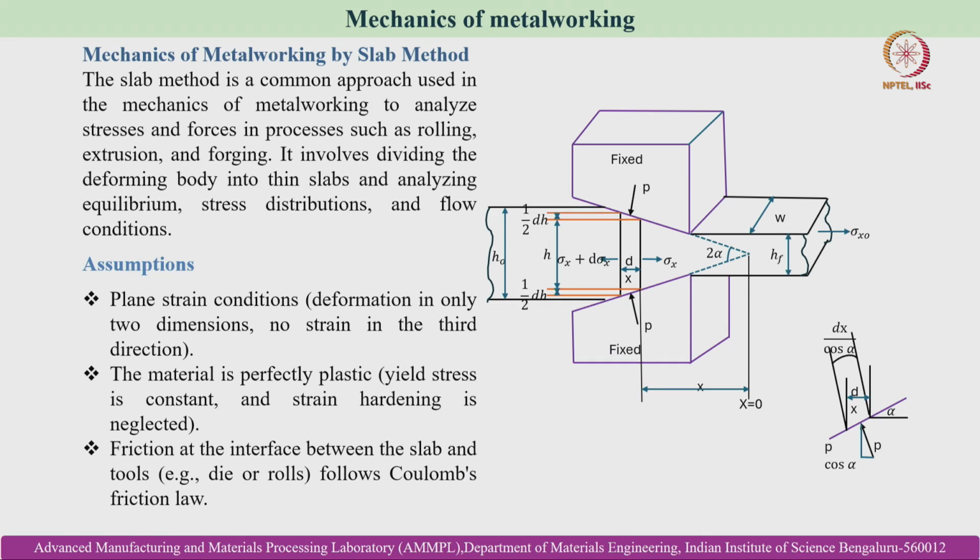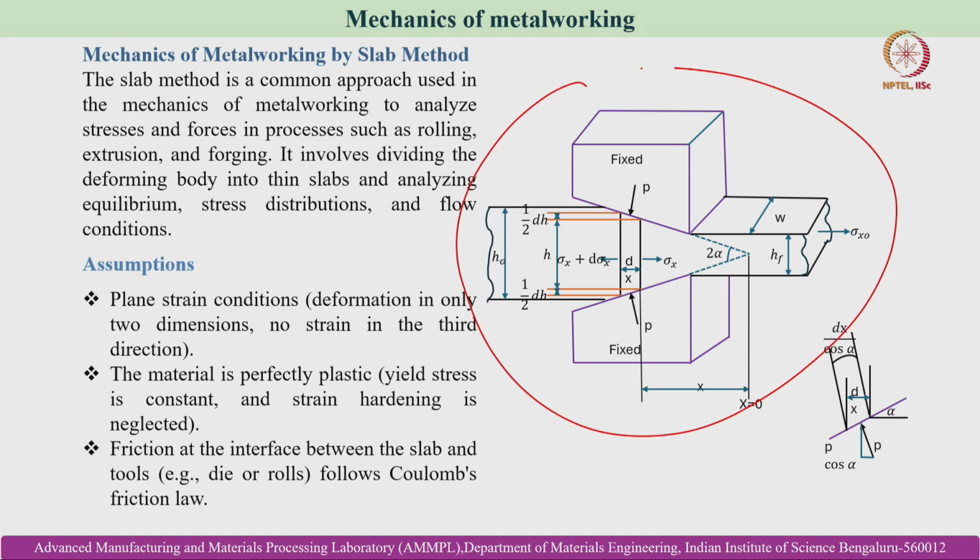method. So, the slab method is a common approach used in the mechanics of metalworking to analyze stresses and forces in processes such as rolling, extrusion and forging. It involves dividing the deforming body into thin slabs and analyzing equilibrium, stress distributions and flow conditions. So, plane strain conditions are applicable in this particular domain that is shown over here.